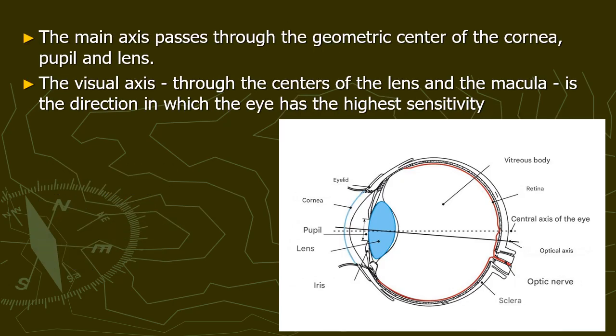In addition, there is also a visual axis, that is, it is the axis with respect to which we observe the maximum sensitivity of the eye. Then here we have the maximum perception of color, and the eye can clearly view small objects.